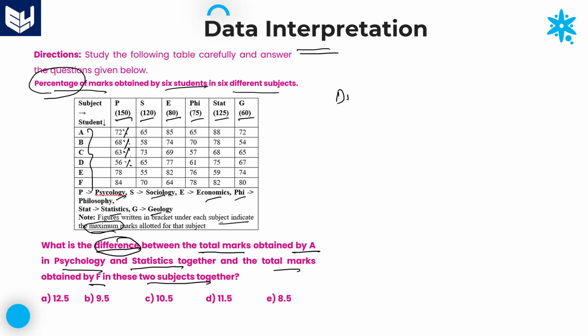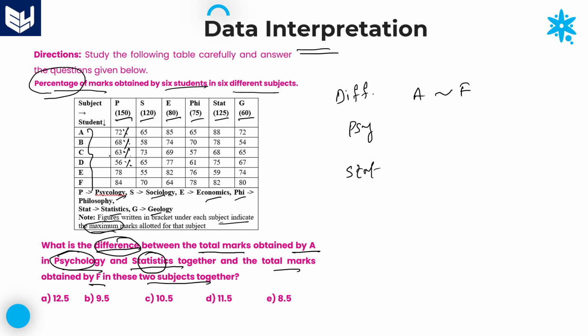Difference between which two members? Difference between A and F. It may be A is greater or F is greater. We don't know that value, right? And which subjects we are talking about? Here we are talking about psychology and statistics together. First, take psychology, and second one is statistics.